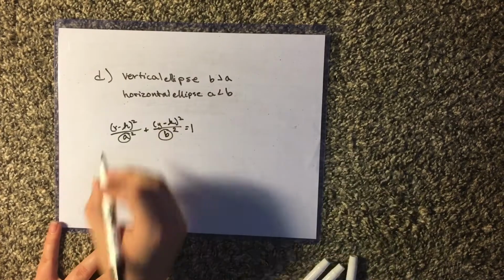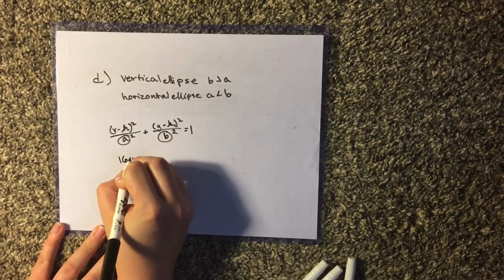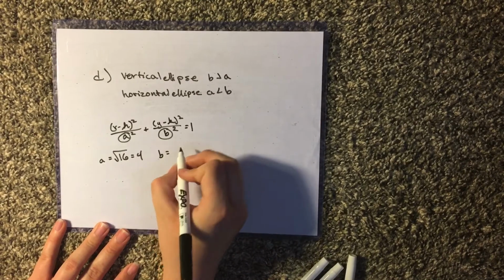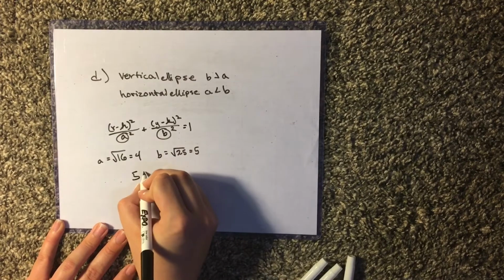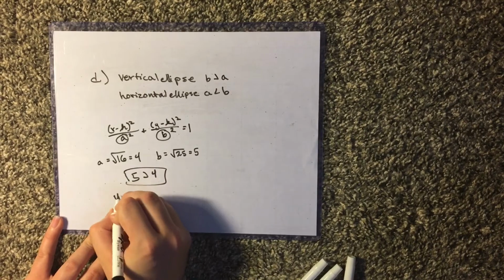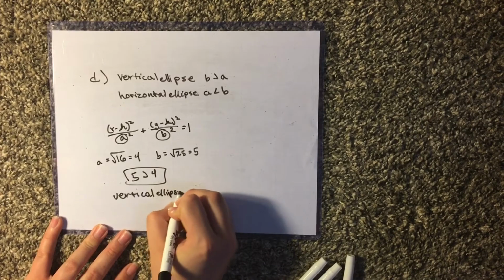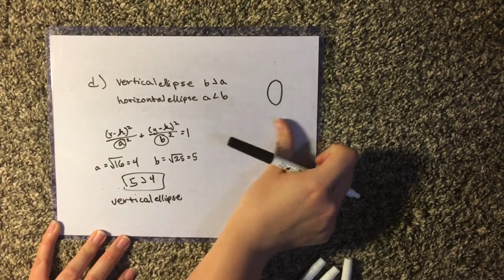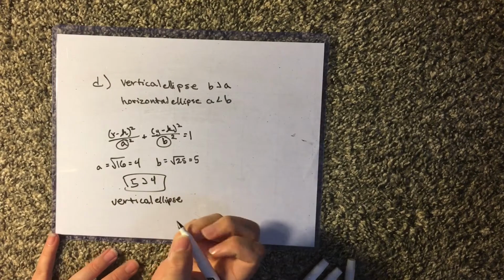So that 16, so A is equal to the square root of 16, which equals 4. B is equal to the square root of 25, which equals 5. So 5, obviously, is greater than 4. Don't need to tell you that, but I'm going to tell you anyway. So we know that this is going to be a vertical ellipse. Basically, it's going to look more like a right side up oval instead of on its side like that. Okay, perfect.